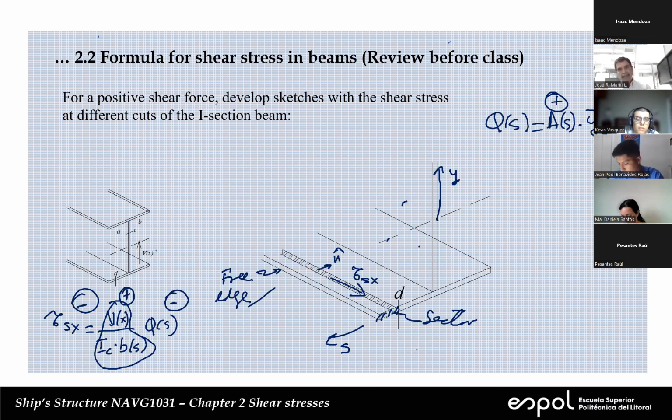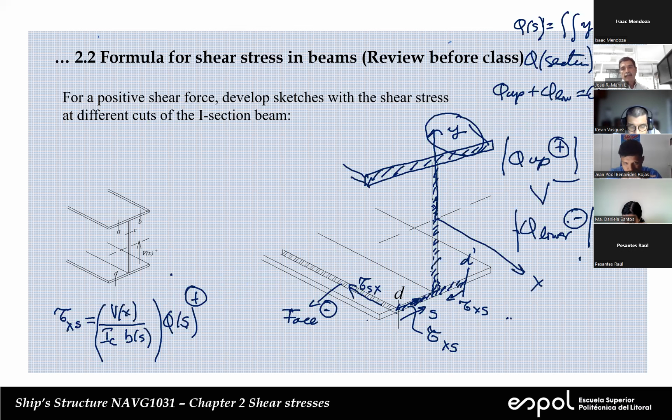So that's a negative face. In the negative face, tau points in the negative X direction. In the negative face, a negative shear stress points in the positive X direction. Now, if that tau is X, now we can write tau XS, points to the right. And we can see that coincides with this.